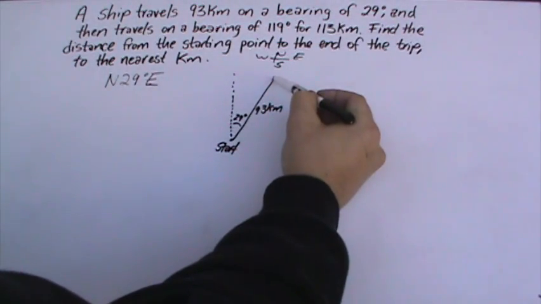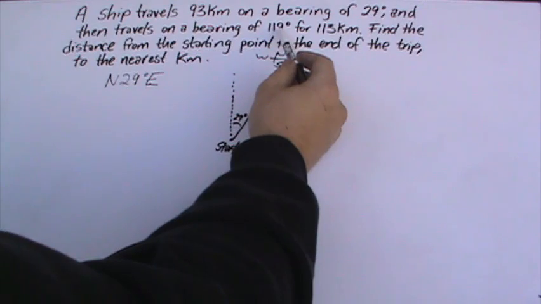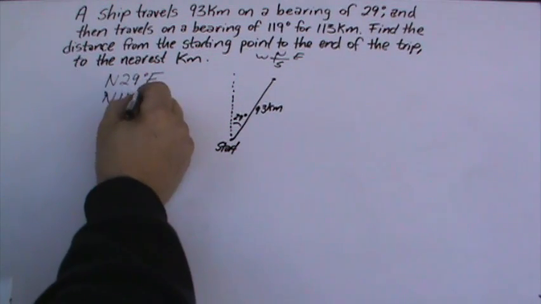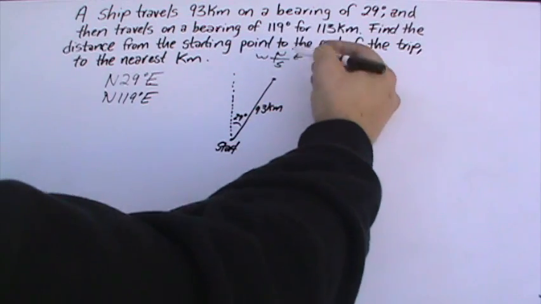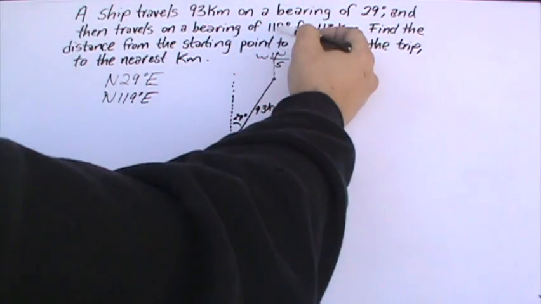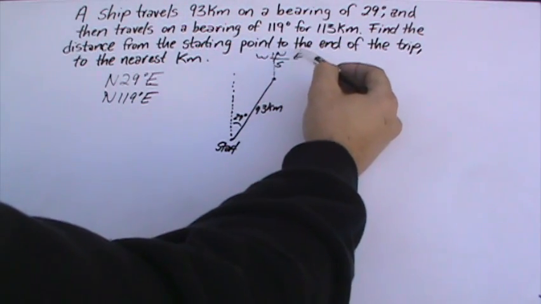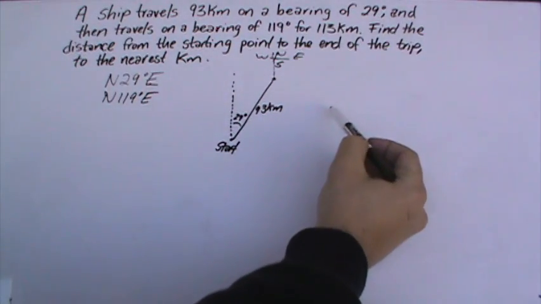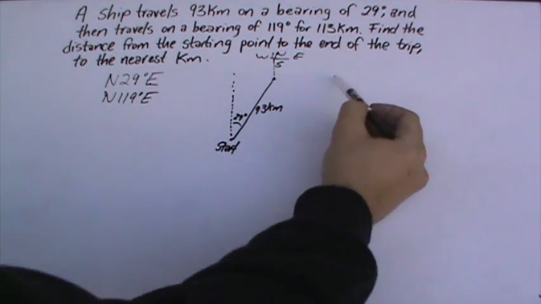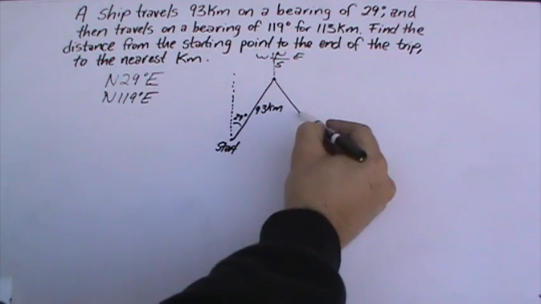Now from this point, it says the ship travels on a bearing of 119 degrees. So the same thing, it's not giving you directions, so it would be north 119 degrees east. You're going to draw a little north line as your guide. And now you're going 119 degrees. So if this is north, you have to go 119. It's more than 90, so it's somewhere around here. This will be a right angle, so it's going to be a little more than that. So let's put it somewhere around here.